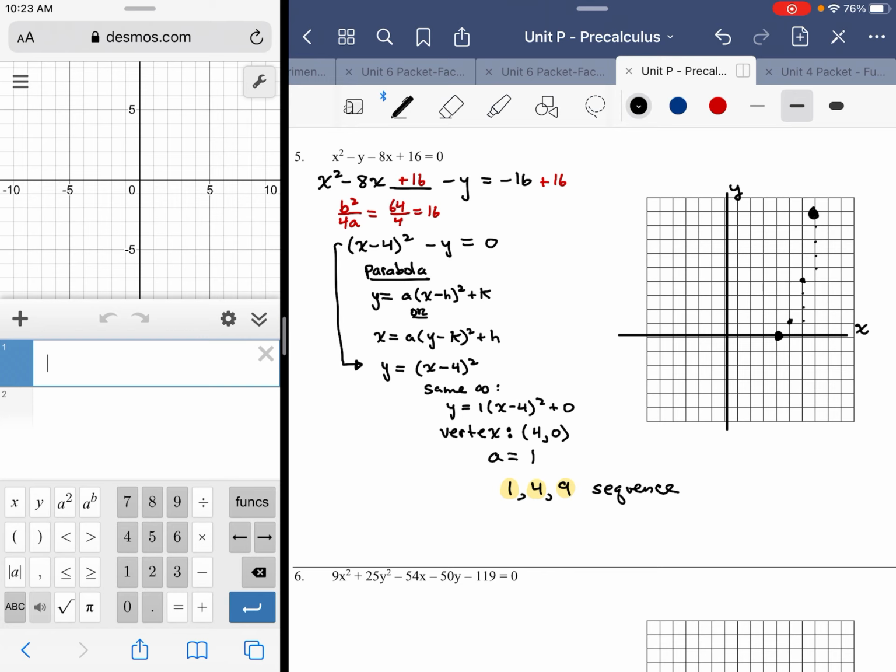We have symmetry in a parabola. If you wanted to get the y-intercept involved, you could, although it would be a little on the large side here, so I'm not going to plot that.